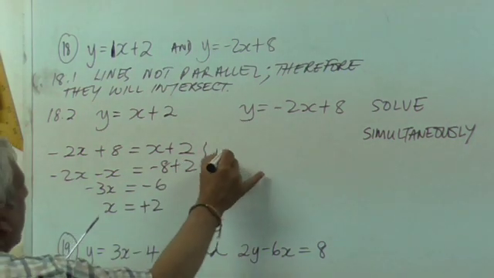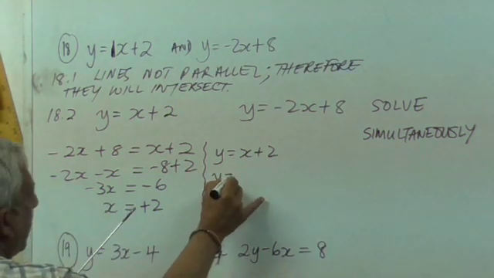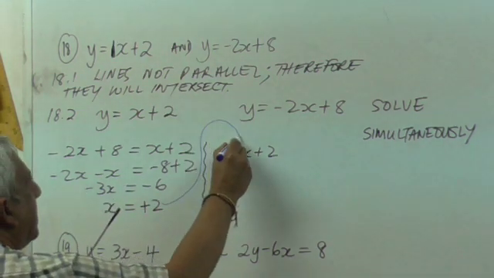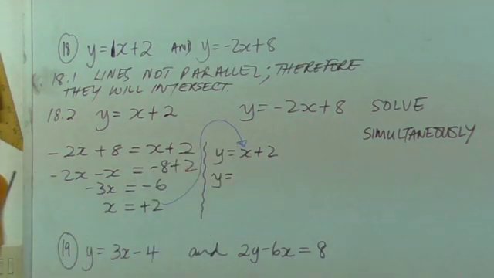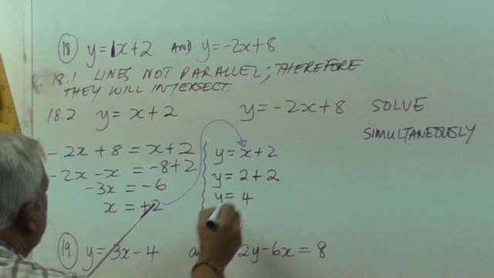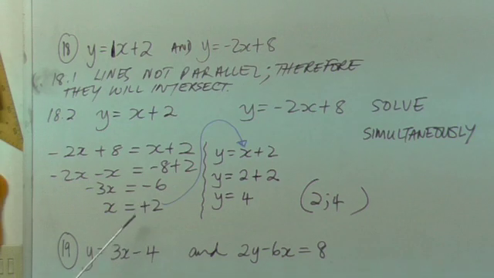Next, you take y is equal to x plus 2, because x is 2, and you try to find y. You take this 2 and put it where there is x. So y is equal to 2 plus 2, y is equal to 4. So the point of intersection is actually the point (2, 4). X is 2, y is 4. So that's the point of intersection.